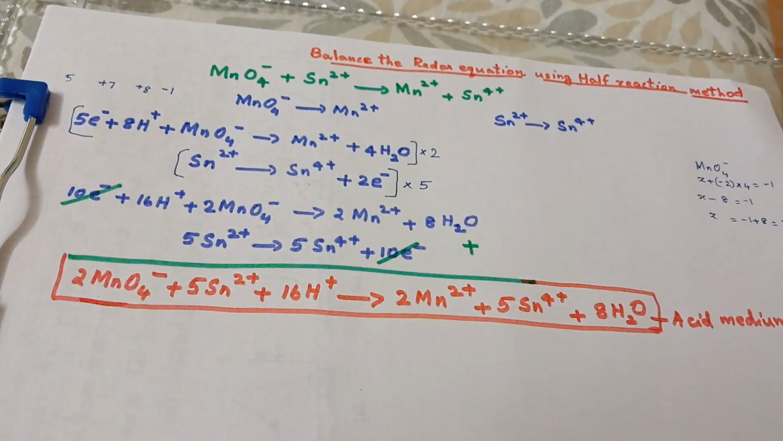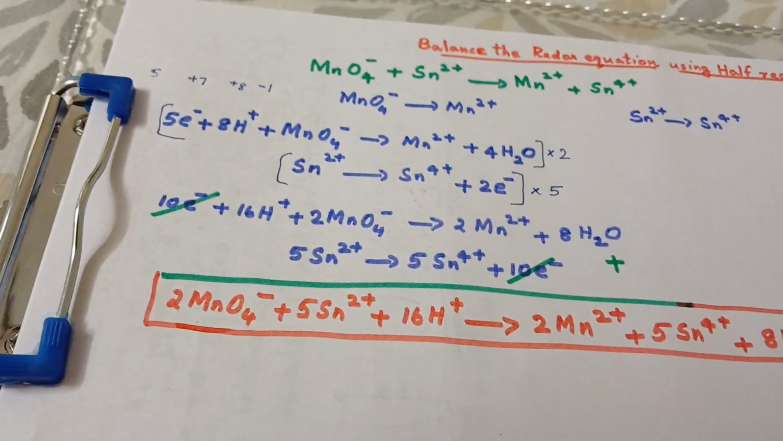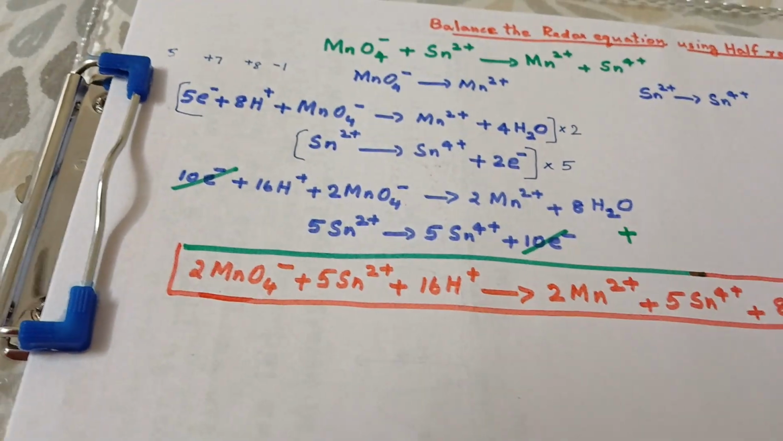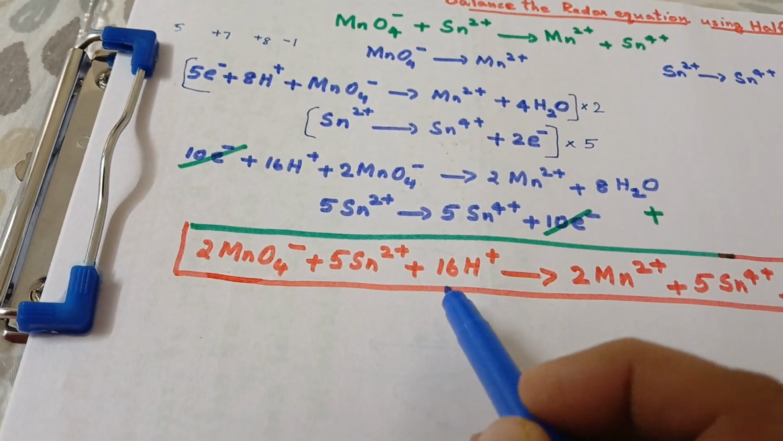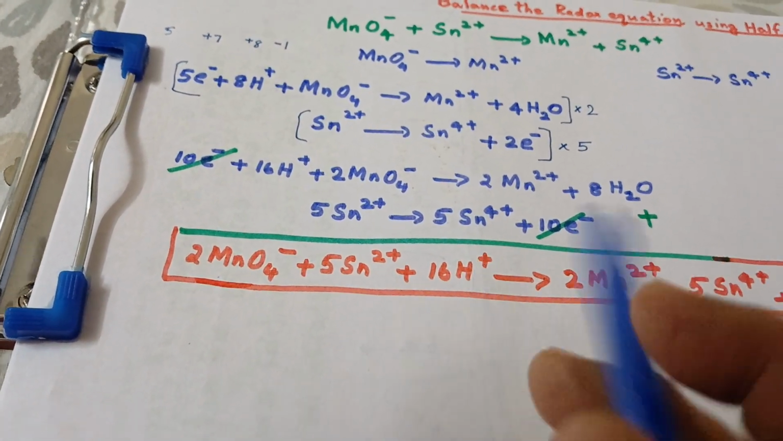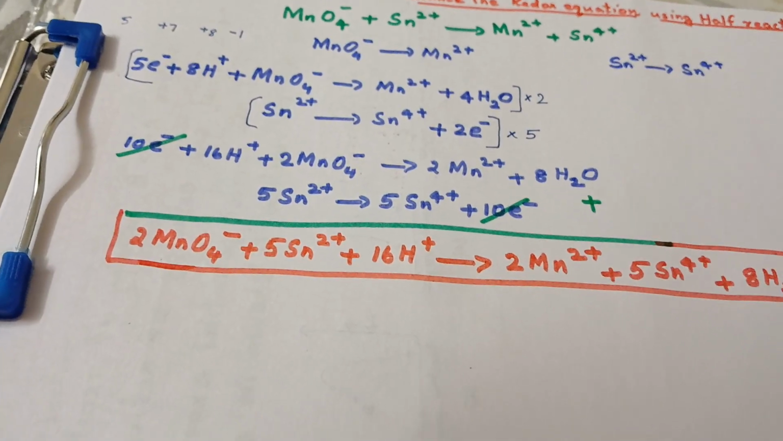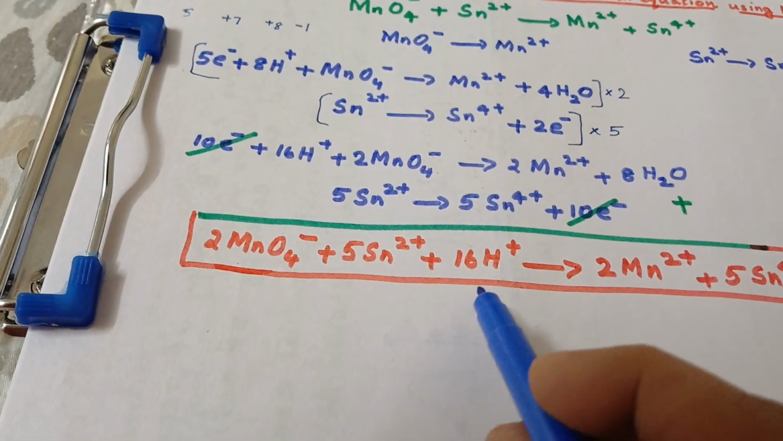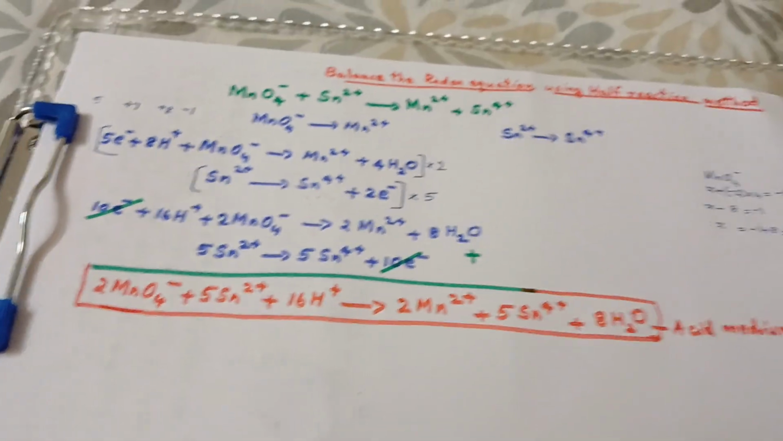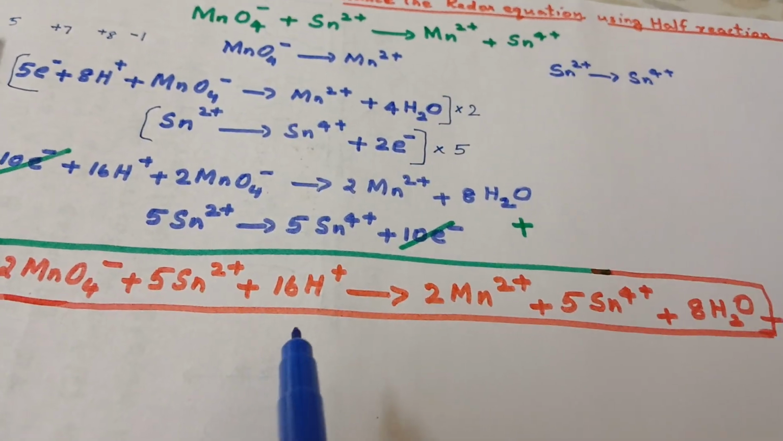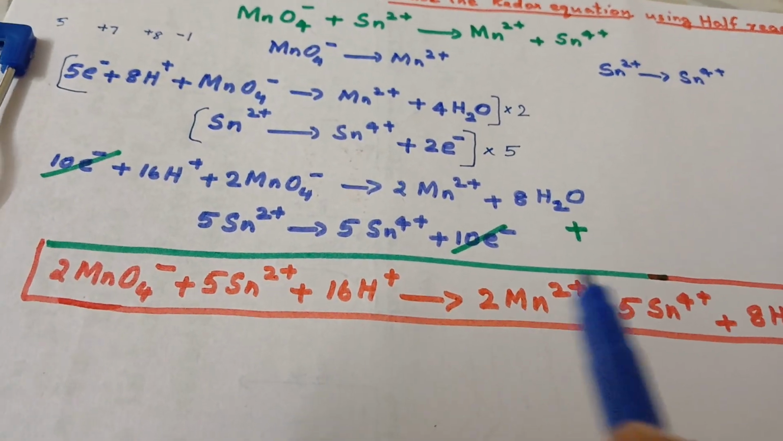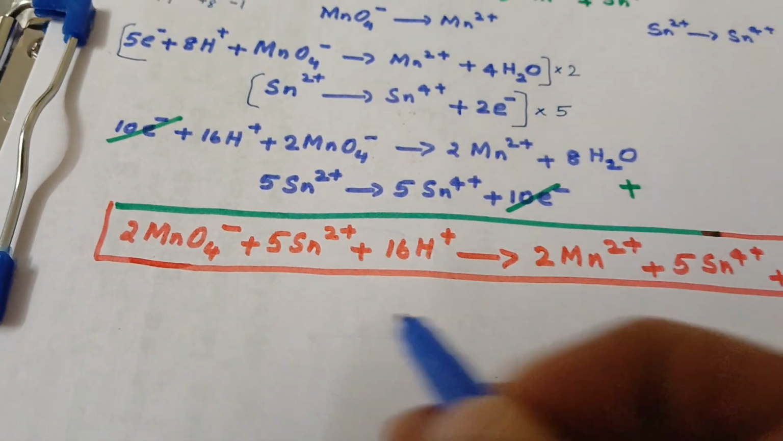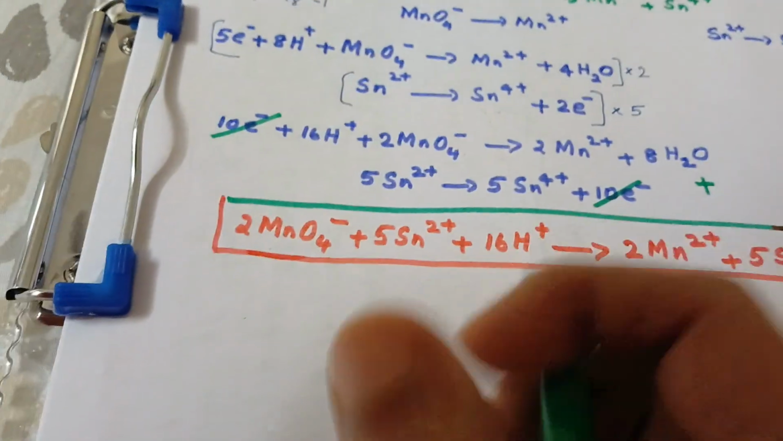Now if we want to convert it to the basic medium, what should we do? In the basic medium there should not be any H plus ions. So how do we remove these H plus ions? We should be adding an equal number of hydroxyl ions, or OH minus ions. So when adding OH minus ions, we have to add the same number of OH minus ions to the right hand side also. So let us write that equation once again.